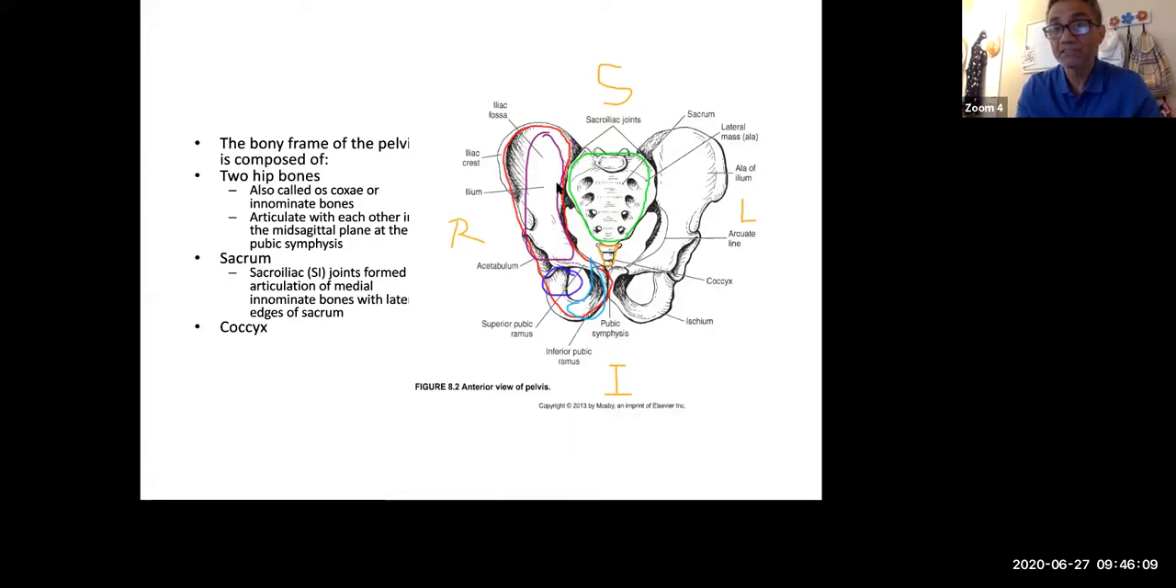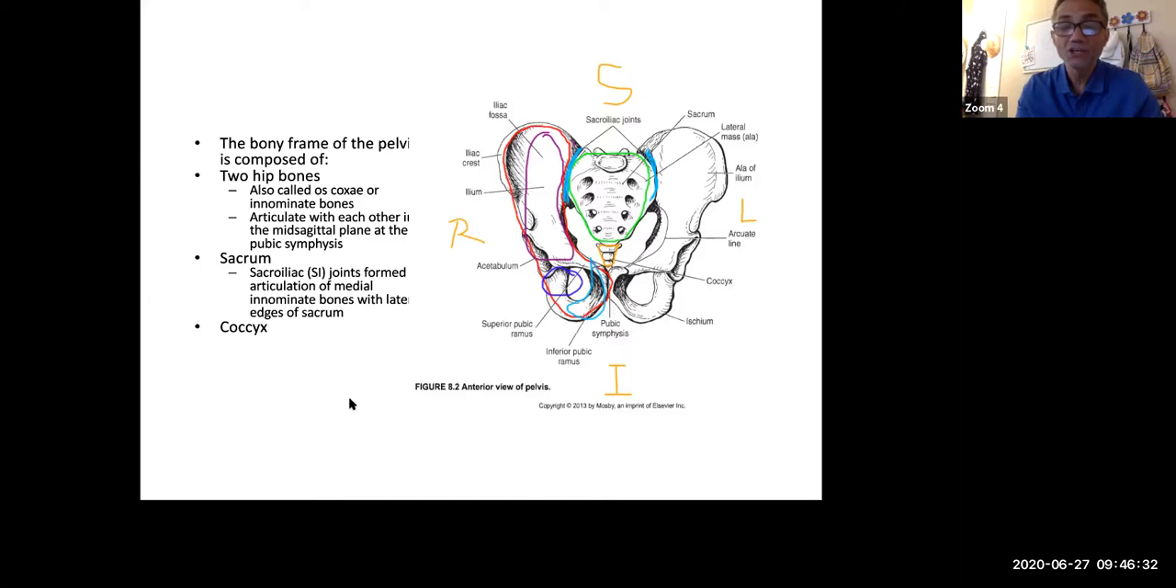If you look at this, there is an articulation between the iliac bone on the superior aspect of your pelvis with the sacral bone. And I refer to this articular surface by what? The sacroiliac joint. So you have one on the right and the other one also where? On the left.